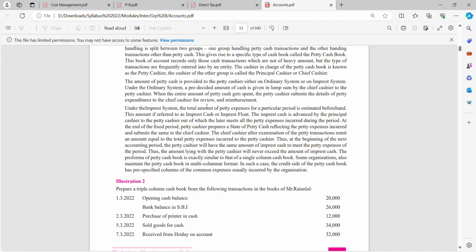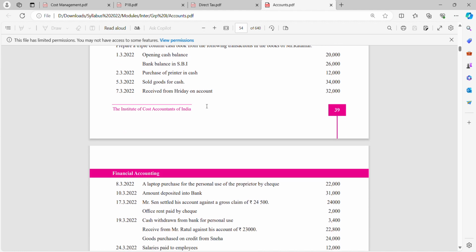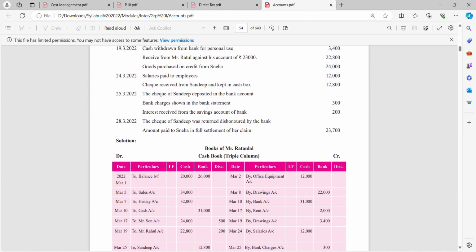So they have explained the process. In simple words, the petty cashier incurs an amount. If there is a shortfall of money, he will approach the principal cashier for reimbursement. Here, whatever transactions are incurred under petty cash, those transactions are reported to the chief cashier. He examines the transactions and then he takes the final decision on that transaction. A quick read, I'll take a pause, then we'll go for illustration number 2.